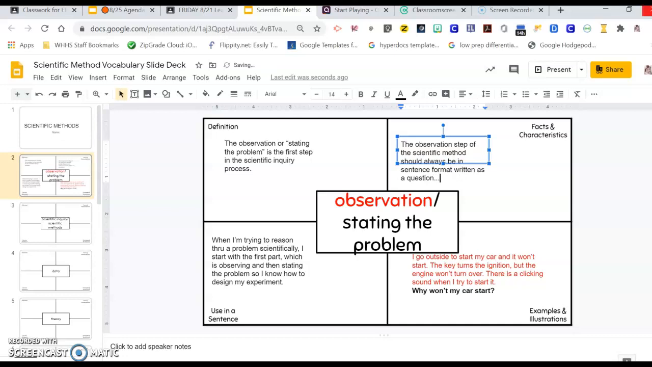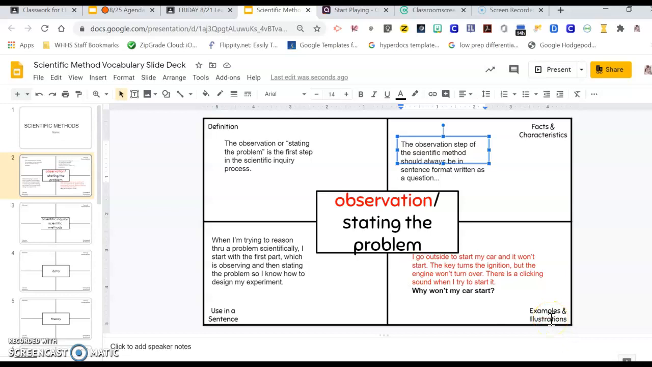Okay, then if you go around clockwise, the examples or illustrations, an observation that I wrote down is if I go outside and I start my car and it won't start. I'm observing that it won't start. I also turn the key in the ignition. The engine still won't turn over, but it is a clicking sound. There is a clicking sound to it. All of that's the observation. Stating the problem is, why won't my car start? Question mark. So that's what you put for examples and illustrations.